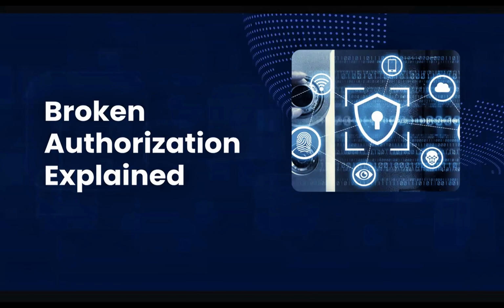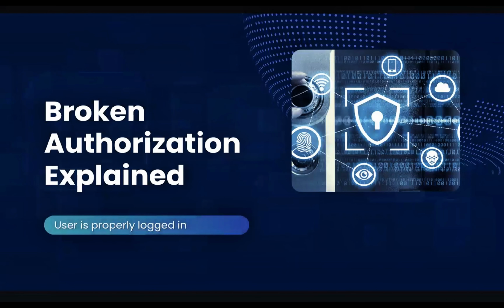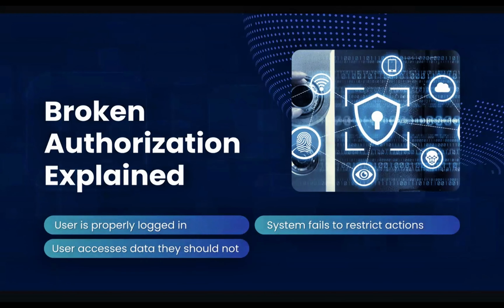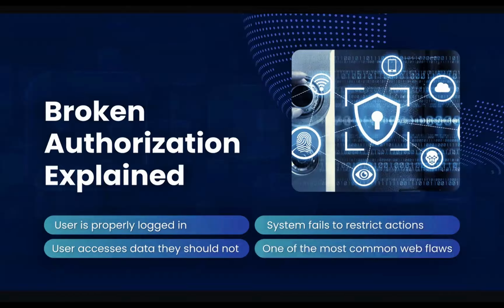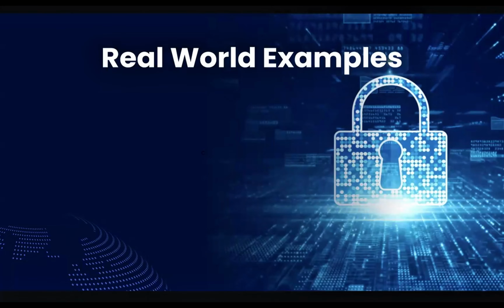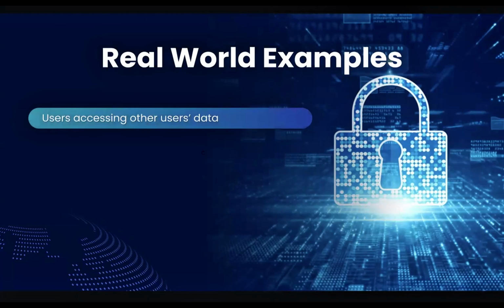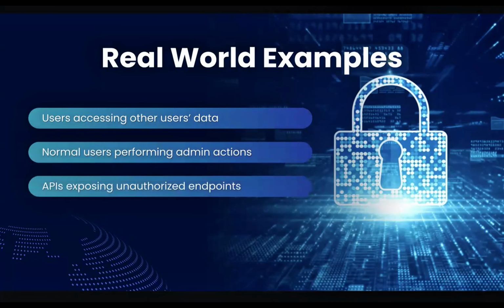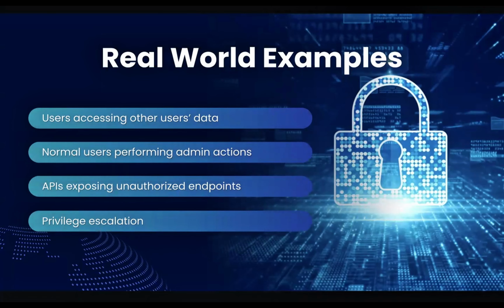Now let's explain broken authorization. Broken authorization happens after successful login. It is a case where the user logs in correctly and the system fails to restrict actions to some specific features. Then the user accesses data or features they should not, and this is one of the most common web flaws. Here are some real-world examples of broken access control. Broken access control shows up in many forms. It could be users accessing other users' data, normal users performing admin actions, APIs exposing unauthorized endpoints, or privilege escalation scenarios.